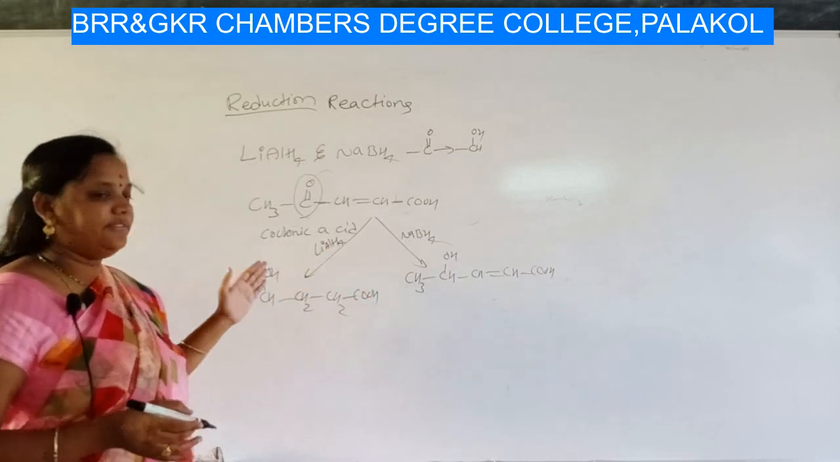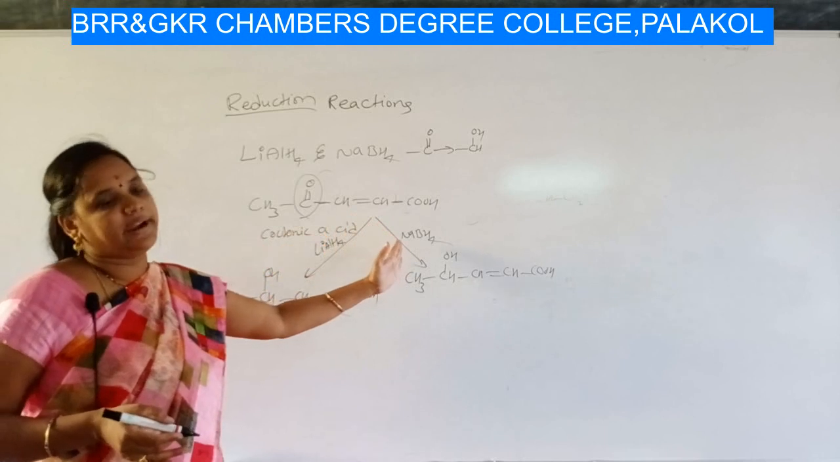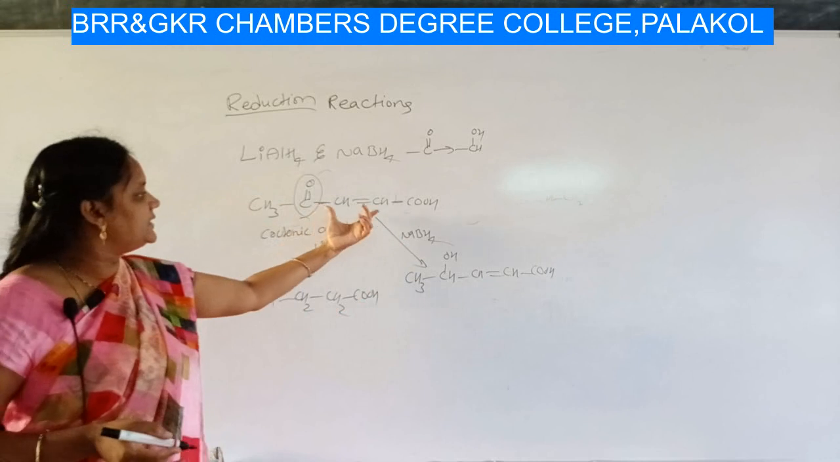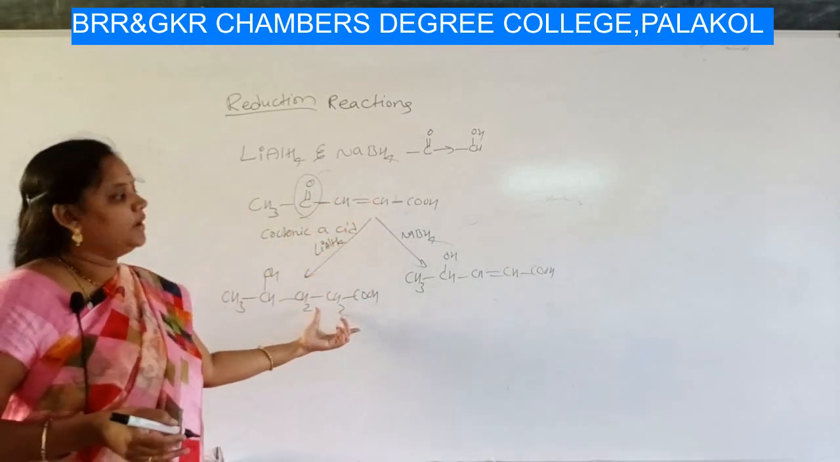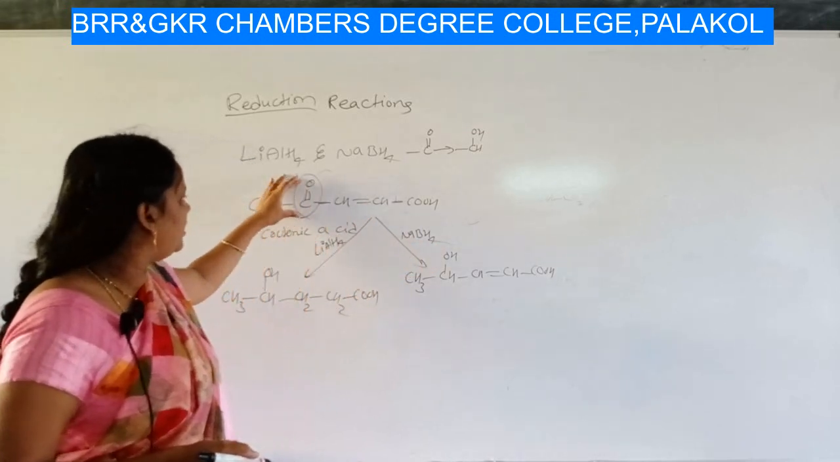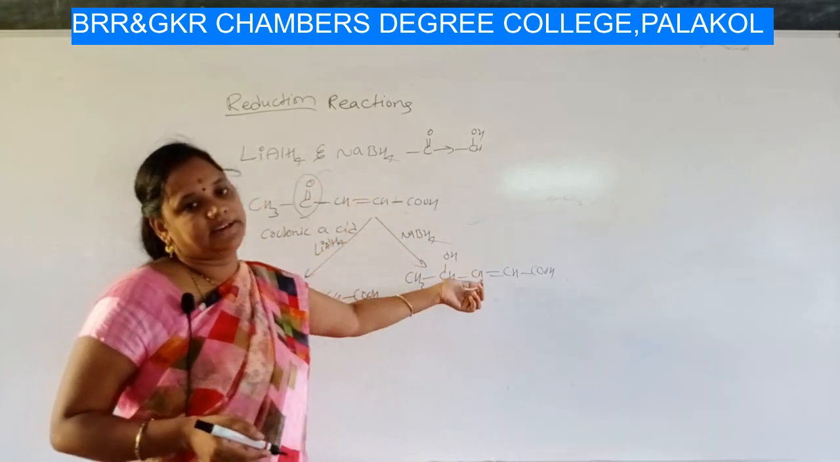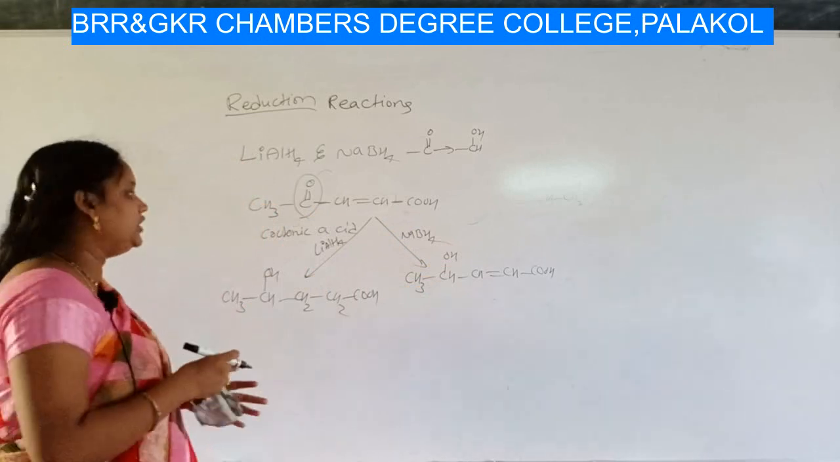In this way we can differentiate the reagents lithium aluminum hydride and sodium borohydride. Here the C double bond O group is reduced to CHOH and the CH double bond CH group is reduced to CH2 single bond CH2. In the case of sodium borohydride, the C double bond O group is reduced to CHOH, but the unsaturated group is not reduced. Let us solve some examples so that you will get perfection.